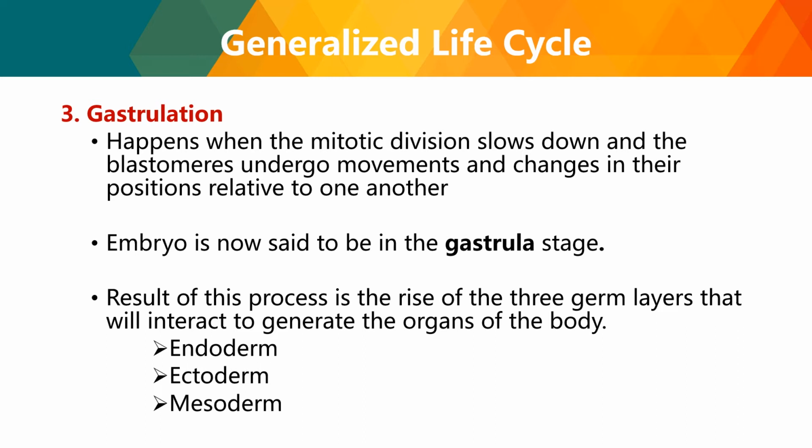So the next phase in the generalized life cycle would be gastrulation. It happens when the mitotic division slows down and the blastomeres undergo movements and changes in their positions relative to one another. Here, the embryo is now said to be in the gastrula stage. Earlier it was a zygote, then we went to blastula, and now it is a gastrula. The result of these processes is the rise of the three germ layers that will interact to generate the organs of the body. The first one is the endoderm, then the ectoderm, and then the mesoderm.